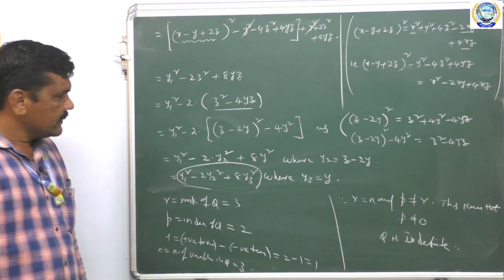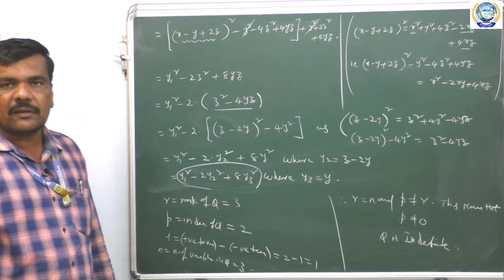This is the reduction of quadratic form to canonical form by using Lagrange's reduction method.